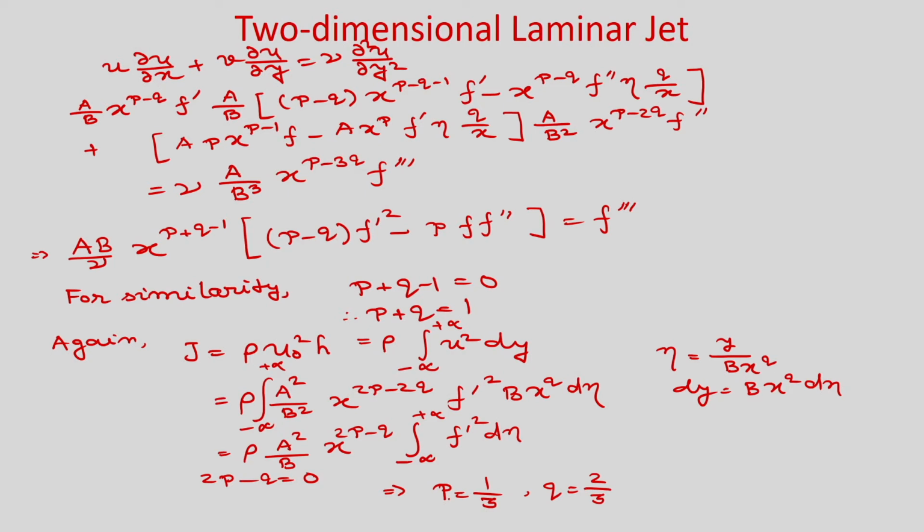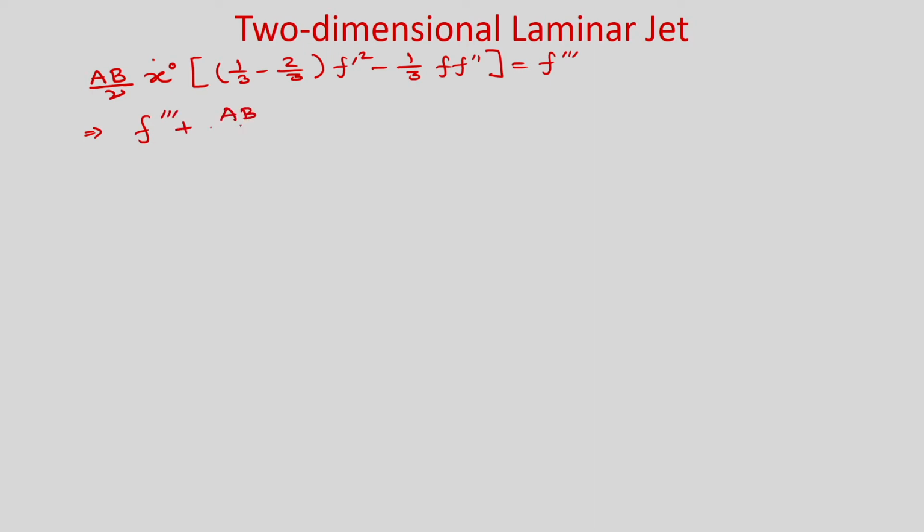Okay. So, now if you put p and q value in this equation, then we will get a b by nu x to the power 0, 1 by 3 minus 2 by 3 f prime square minus 1 by 3 f double prime is equal to f triple prime. So, further if you simplify, you will get f triple prime plus a b by 3 nu f prime square plus f double prime is equal to 0.